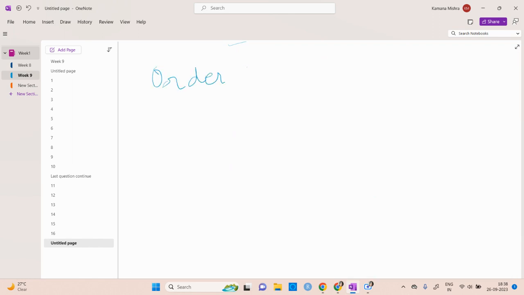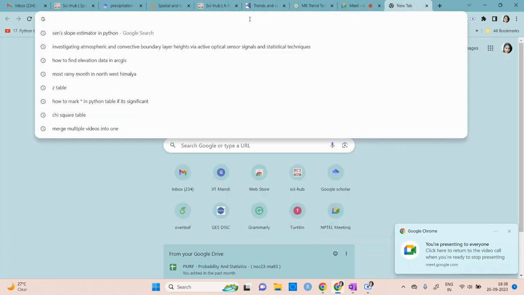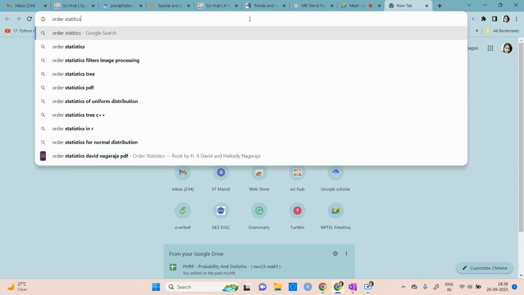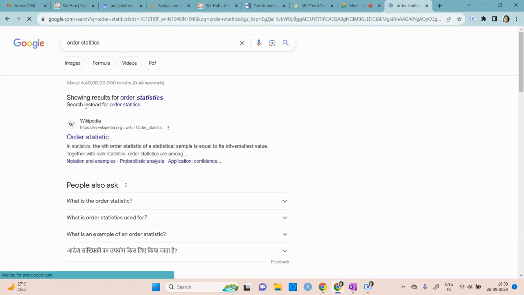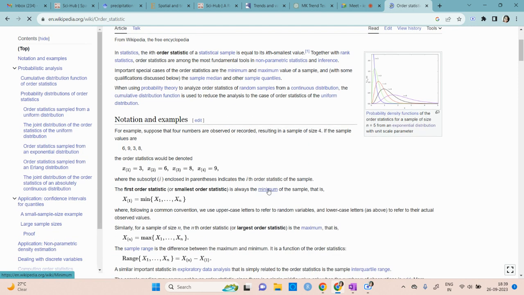Order statistics. That is something you need to go through here also, because in the lectures I have seen that it is not given very clearly, and to solve the problems you may need to go through all these order statistics. So you will need to remember everything, but then you need to understand how we are finding these order statistics.